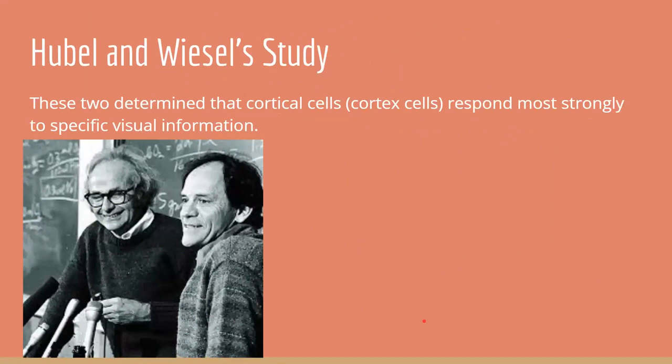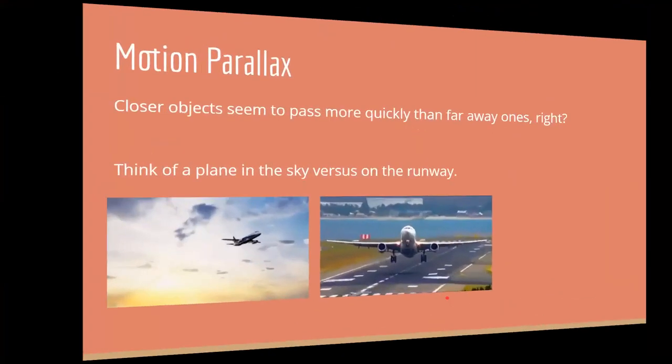Okay, Hubel and Wiesel's study. These are two guys who figured out that cortical cells, or cortex cells, respond most strongly to specific visual information. So that means that the more specific something is, the more strongly the cortical cells will respond. That's what they figured out.